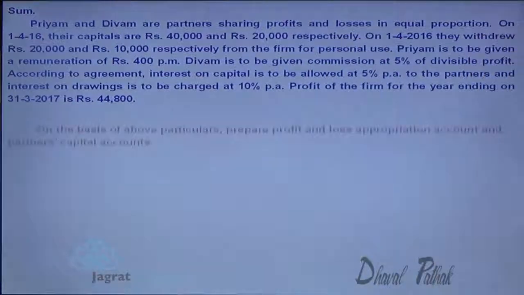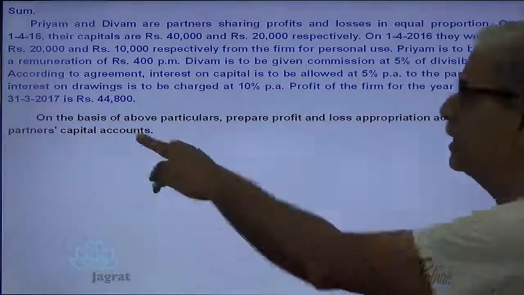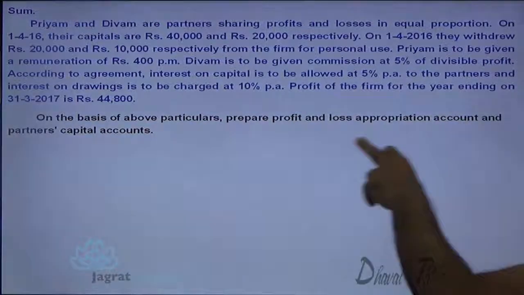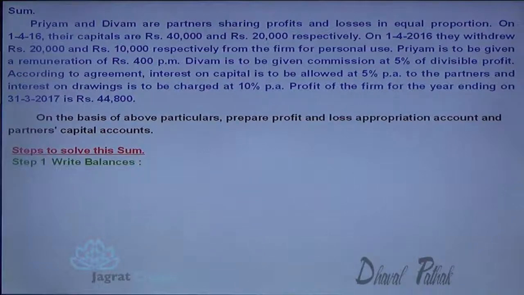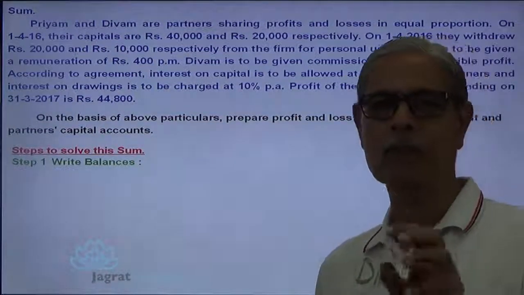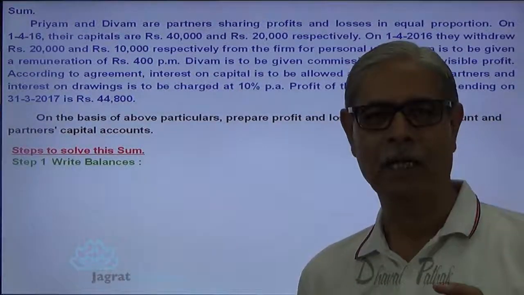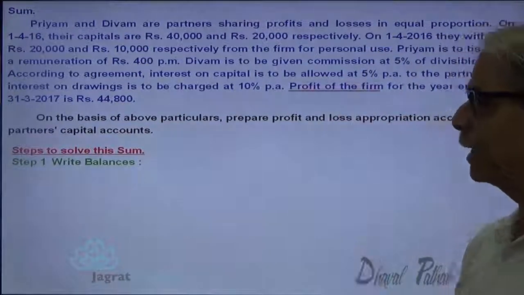So steps for the purpose of solving the sum. On the basis of above particulars, prepare profit and loss appropriation account, partners capital account. The steps to be followed. Write the balances. So you have to prepare first of all profit and loss appropriation account and capital account. First step, write the balances.